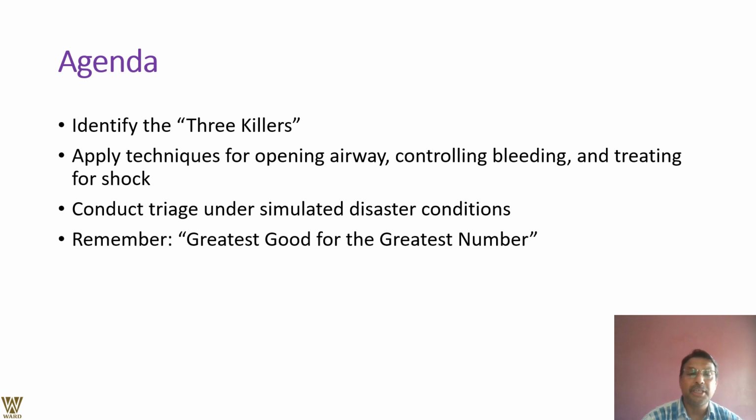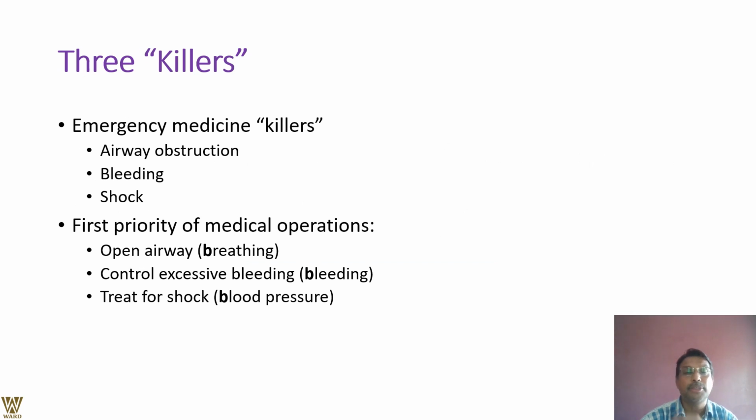simulated disaster conditions. Remember, we are looking for only one thing, the greatest good for the greatest number, and that is the must-go motto for any disaster or crisis management. So, three killers. One is airway obstruction, when you are unable to take breathing; then excessive bleeding and shock. Priority-wise, open your airways. And how do we go around it? How can we open our airways?